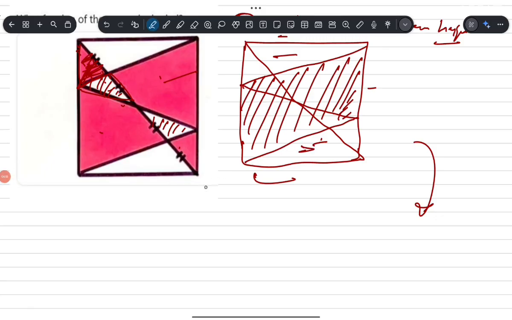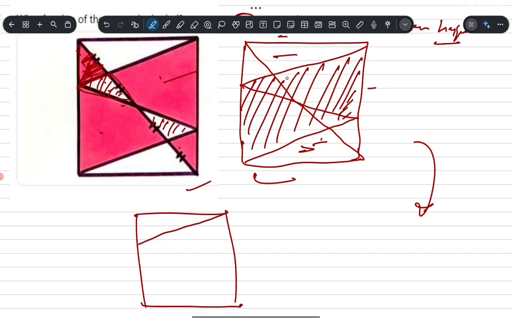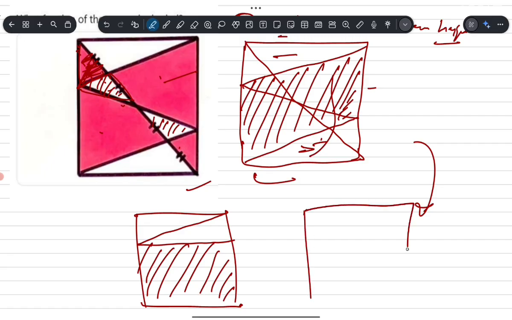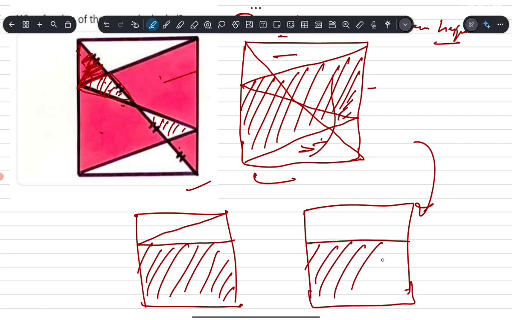We got to here from here. Now I'm going to just join them. So I'll get this. This is the beginning, so I'll bring this up. I'll get something of this sort, and this will be the shaded area. See how easy of a diagram. And this is what we have got now. This is all we have to do.